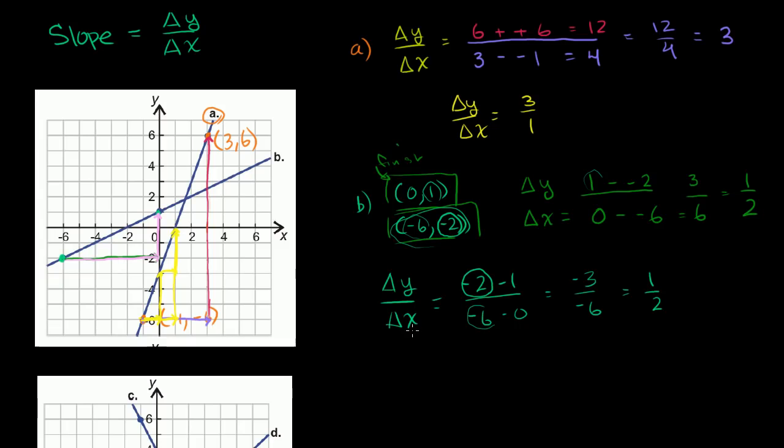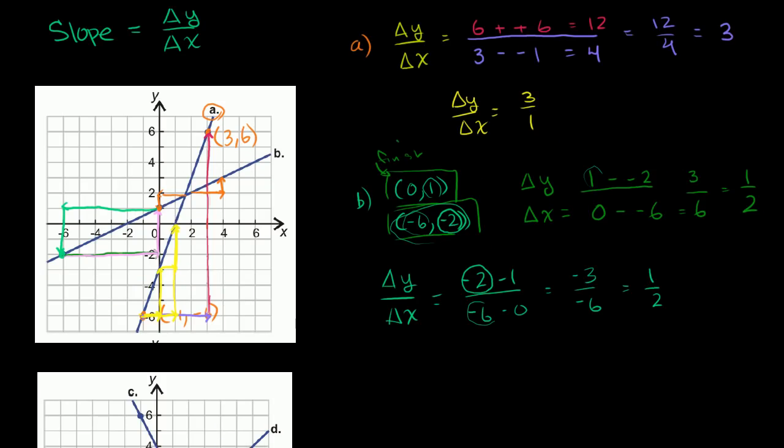And just to interpret this, what's this saying? This is saying that for every minus 6 we go in x, so if we go minus 6 in x, that's going backwards, we're going to go minus 3 in y. Minus 3 in y. But they're essentially saying the same thing. The slope of this line is 1/2, which tells us for every 2 we travel in x, we go up 1 in y. Or if we go back 2 in x, we go down 1 in y. That's what 1/2 slope tells us. And notice, the line with the 1/2 slope is less steep than the line with a slope of 3.